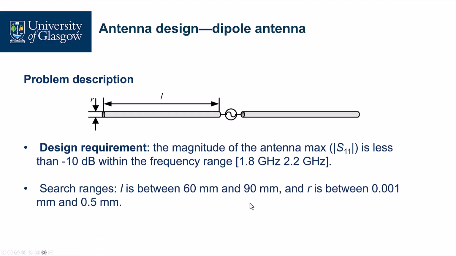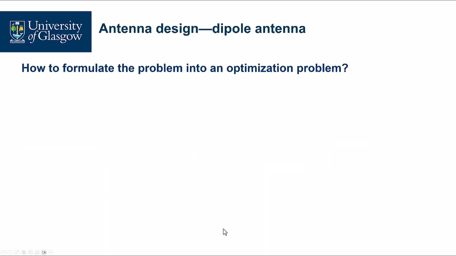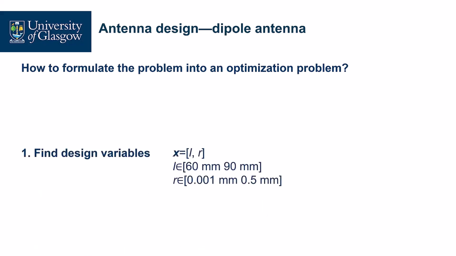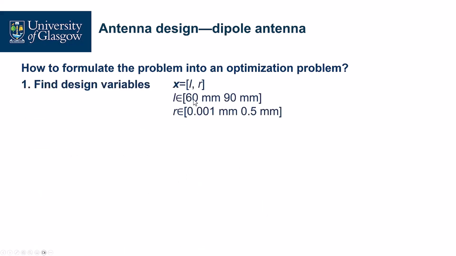Then there are search ranges. L is between 60 and 90 millimeters and R is between 0.001 and 0.5 millimeters. Knowing these requirements, we can set up the optimization problem. First, we know what the design variables are. They are here, right? L and R, each one with a search range.